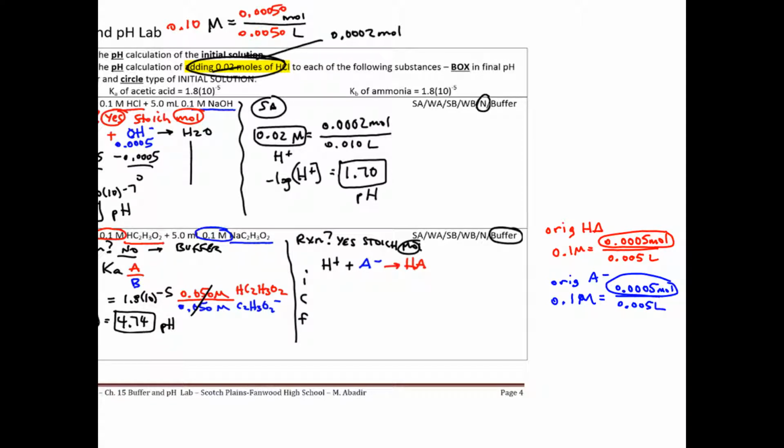Okay, so let's write all those in. I'm adding in 0.0002. Originally I had 0.0005, and originally I had 0.0005. So the H plus is going to run out, and I'm going to use that much of the A minus, make that much of the HA. So nothing of that. 0.0003, 0.0007. Now what do I have? I have a buffer. So I use the buffer shortcut. I'm just going to use the H plus since I know the KA.